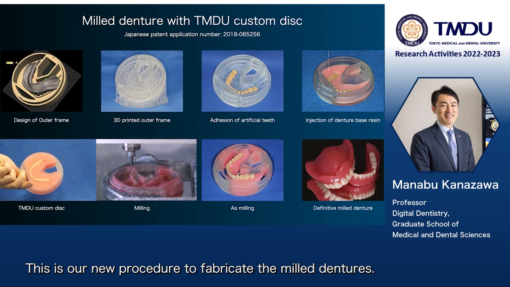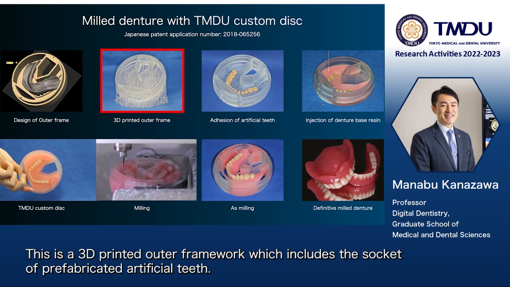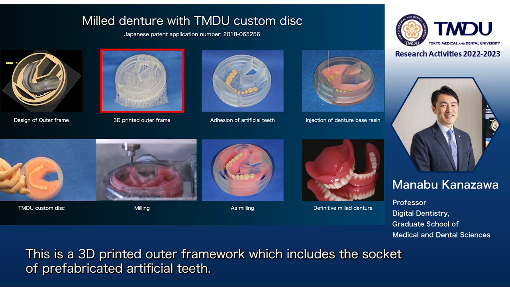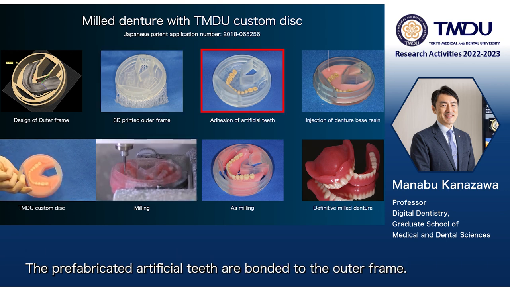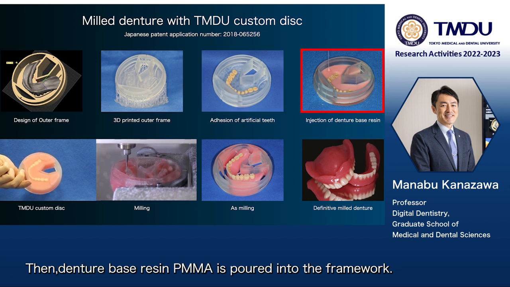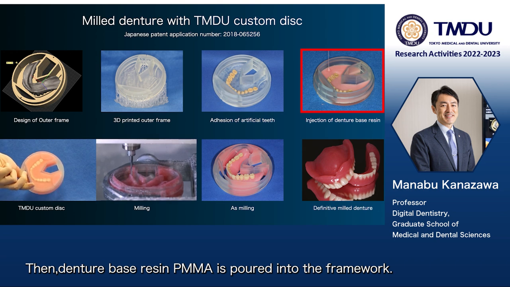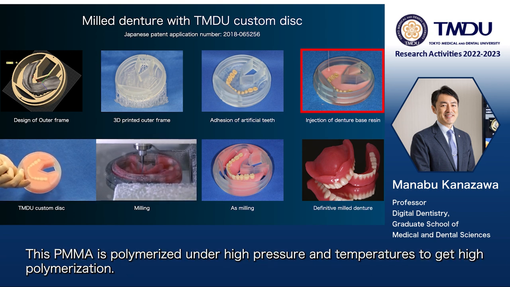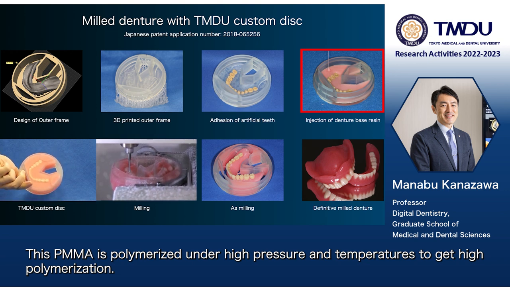This is our new procedure to fabricate the milled dentures. This is a design of outer frame in which we have designed a complete denture. This is a 3D printed outer framework, which includes a socket of prefabricated artificial teeth. The prefabricated artificial teeth are bonded to the outer frame. Then, denture-base resin, PMMA, is poured into the framework. This PMMA is polymerized under high pressure and temperature to get high polymerization.